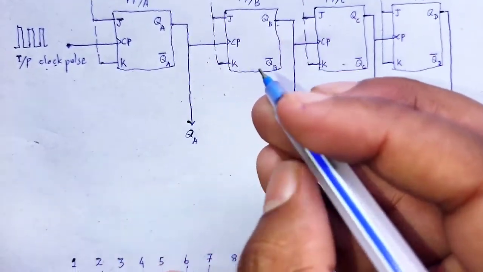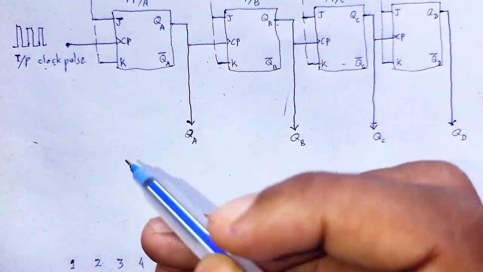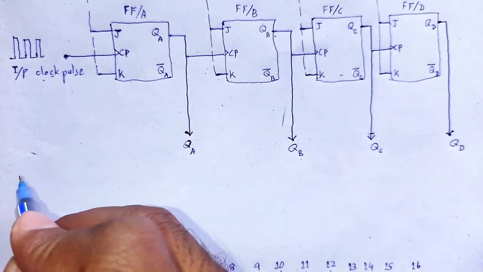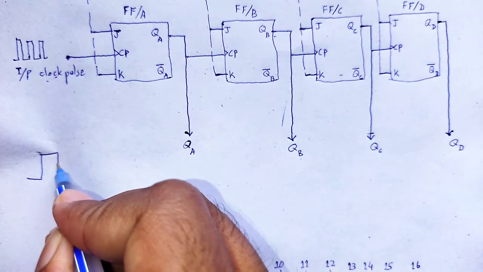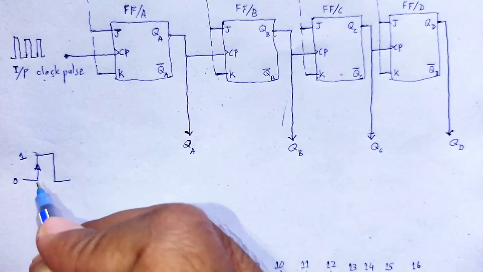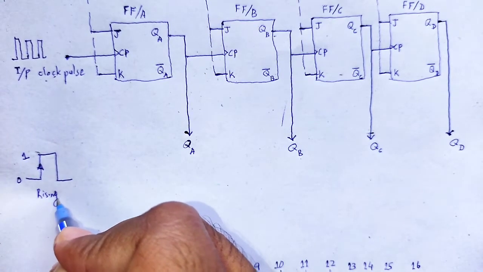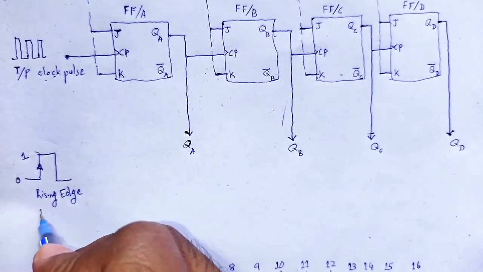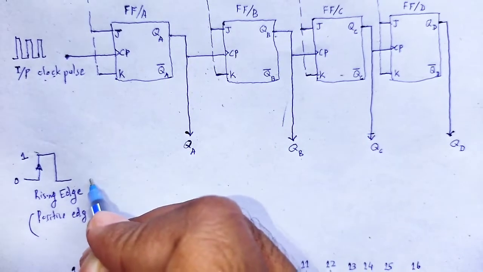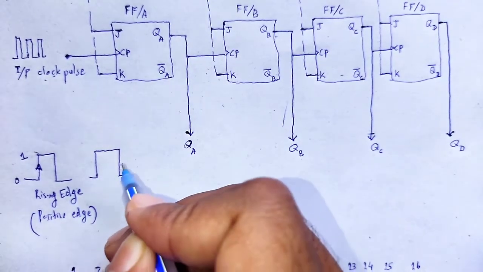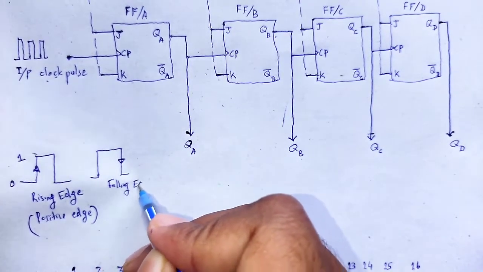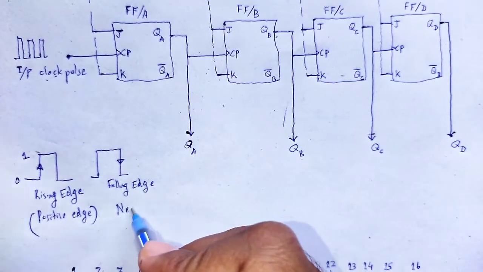Look at a situation here, the clock pulse we impose, that is the 8th pulse. Here the pulse goes 0 to 1, this is the rising edge, meaning positive edge. In the square wave, that one is the falling edge, that one is the negative edge.